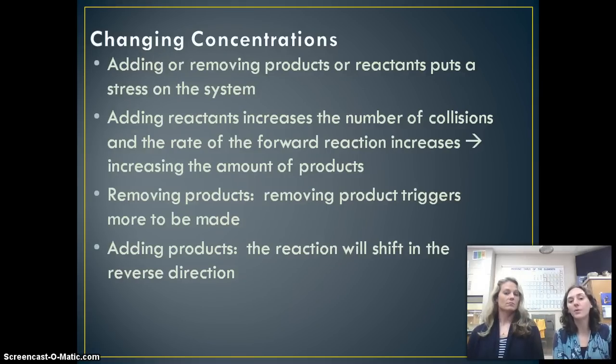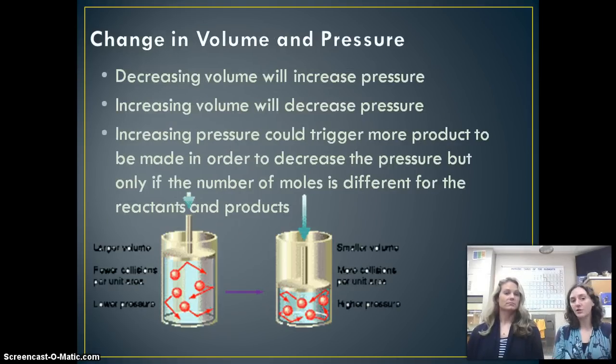Now, number 2 here says removing products. If you remove a product, then now all of a sudden you've got this big gaping hole on the product side. So your reactants are going to produce more products so that it can go back into equilibrium. And if you add products, this is the one that's going to shift it in the reverse direction. So if you add products, then you're going to increase the amount of reactants that are made. Makes sense?